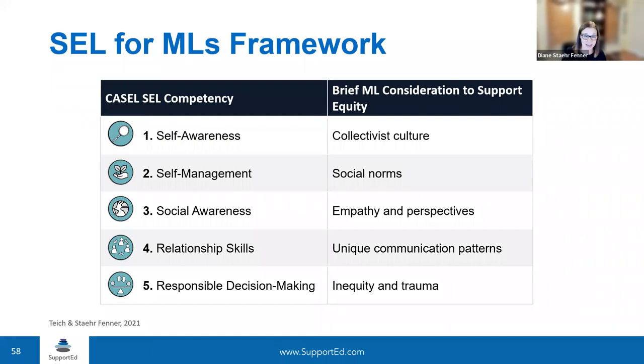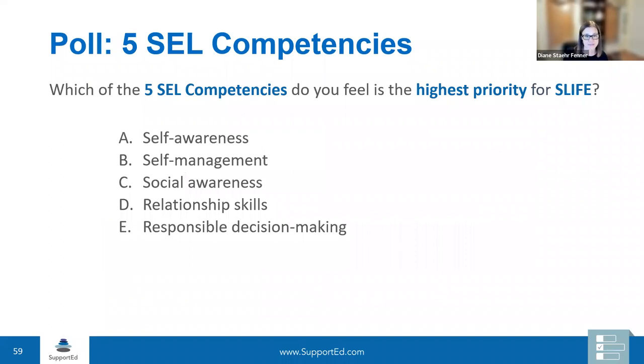perspective that is different than the dominant culture's. And relationship skills, they might have communication patterns that are a little bit more unique, including nonverbal communication, and they can be extra challenging. And in terms of responsible decision making, our SLIFE and multilingual learners might be bringing with them a sense of inequity and experiences with trauma, and the stress of acculturation might really challenge their sense of agency.